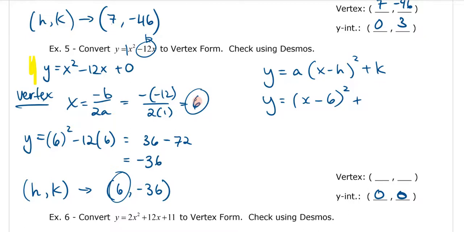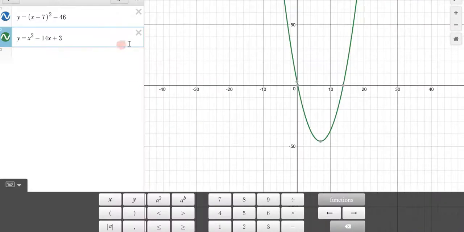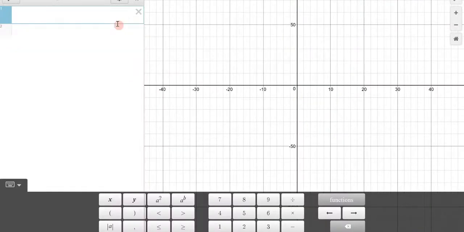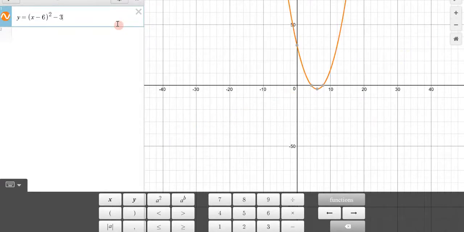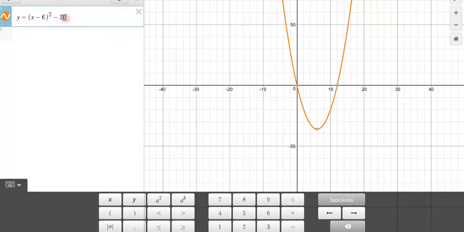K is negative 36. So I could say plus negative 36, or I could just simplify it, skipping a step, by saying minus 36. And there's my vertex form, and my vertex is 6 and negative 36. And I'm also going to plot this on Desmos to show it to you as well. So let's see here, x minus 6 squared plus minus 36. So let's do that. Y equals x minus 6 squared minus 36. So there's my equation in vertex form.